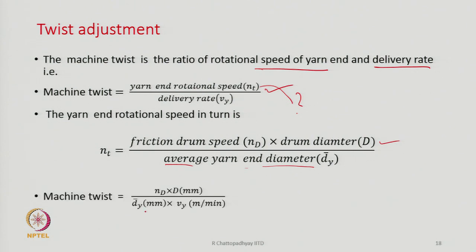So, machine twist is going to be N_d into capital D by average diameter of the yarn and the delivery rate of the machine. This is going to be the machine twist. This is the formula for machine twist.